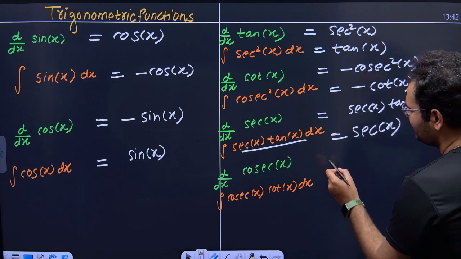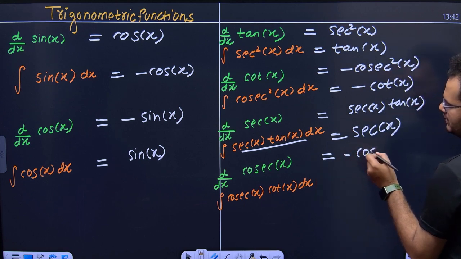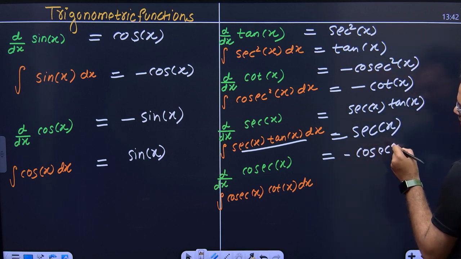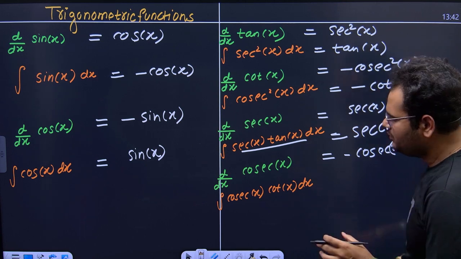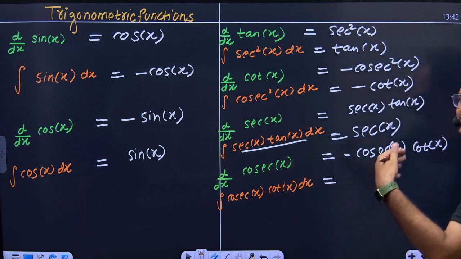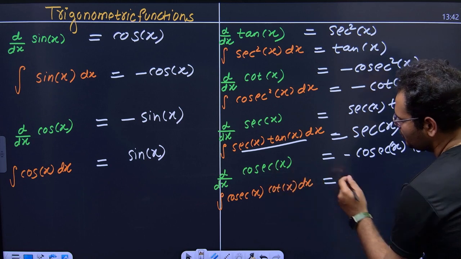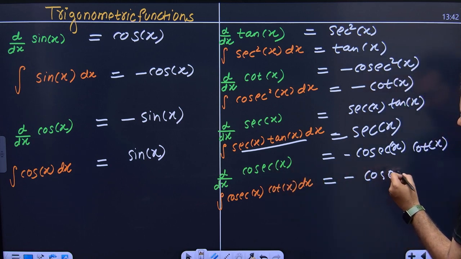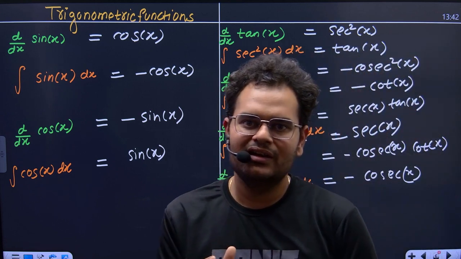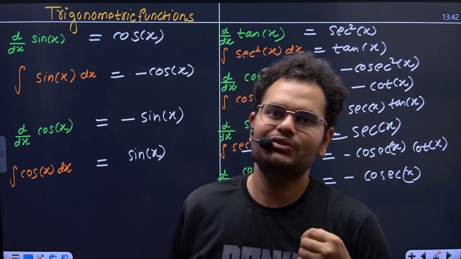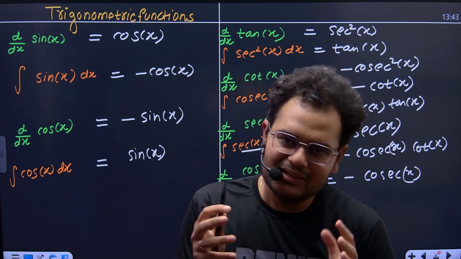Again, cosec x. What is differentiation of cosec x? Cosec x differentiation is minus cosec x cot x. Sir, then what will be integration of cosec x cot x? Will it be cosec x or minus cosec x? Minus cosec x. Please pause the video and try to write these formulas 2 to 3 times so that they will be ingrained in your brain, because once formulas are clear, then we can solve questions easily.